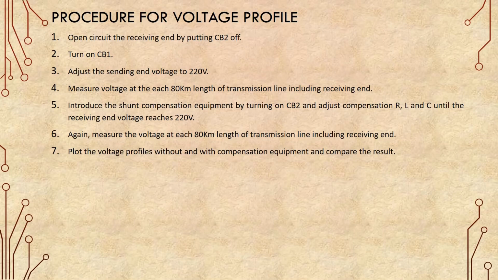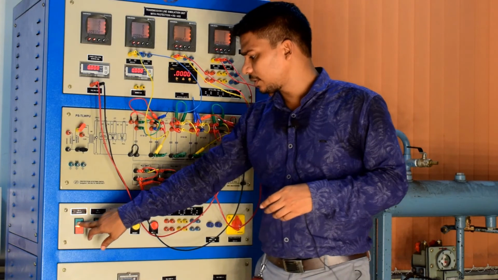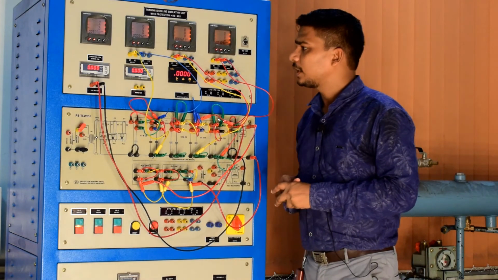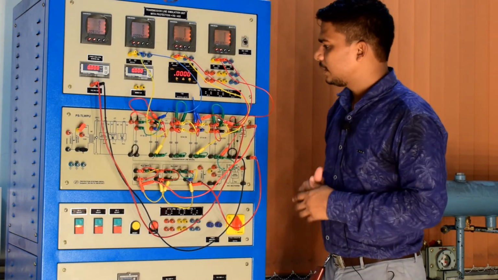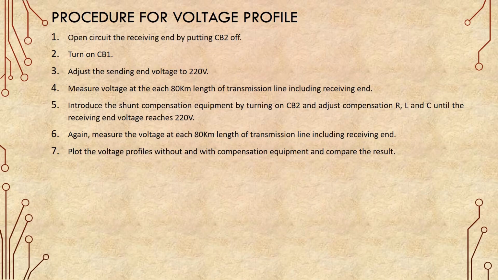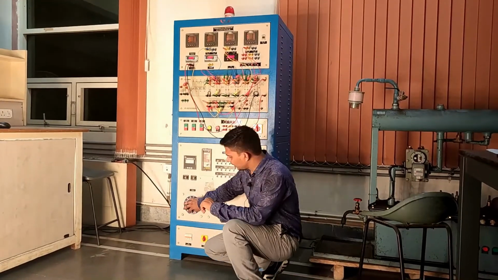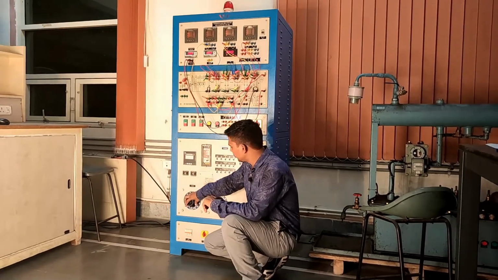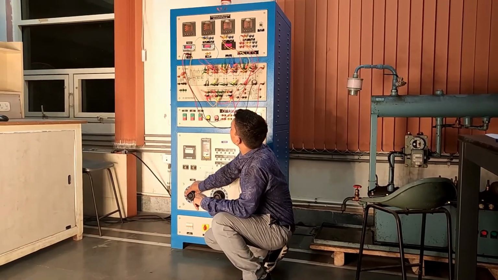So next is to turn on CB1, to give the voltage to the transmission line from the sending end transformer. Here is the switch. After pressing this, CB1 is turned on, and our next step is to adjust the sending end voltage to 220. So right now with the help of this variac I have to increase the voltage and see that it is 220.